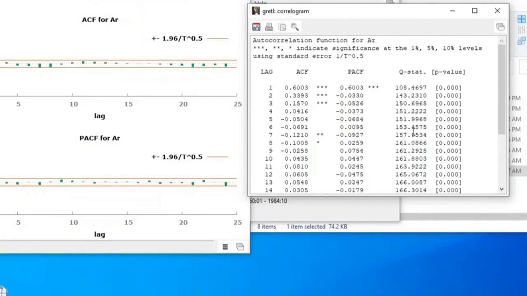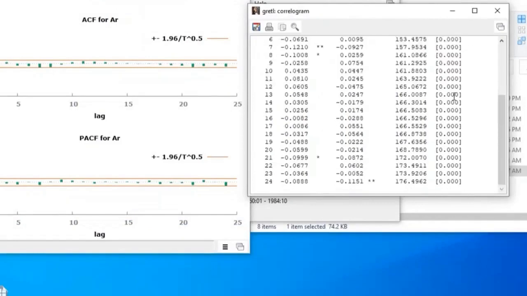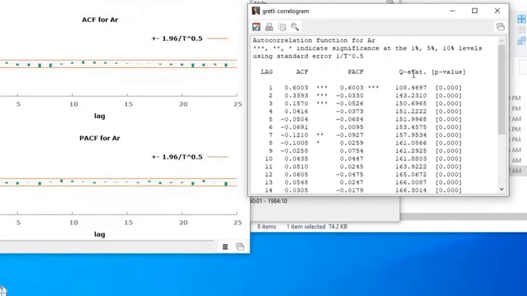And see the Q statistic. The entire Q statistic is very high, and the p value is 0. P value is 0 means we are rejecting the null hypothesis that the autocorrelation function is 0. That means the autocorrelation function is not 0. If the autocorrelation function were 0, then we would have a white noise. Here we do not have a white noise.